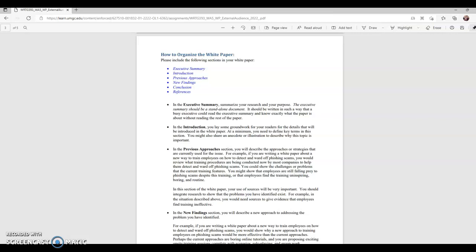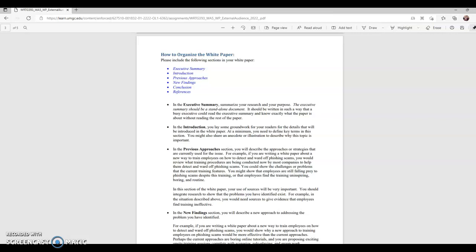Then you have the introduction, provide some background information for readers. If you're writing about new cybersecurity processes for small, brand new mom and pop businesses, your readers aren't going to have a lot of background in IT that you do. So of course you want to set up the groundwork, orient your readers to the topic, defining important terms as you go.